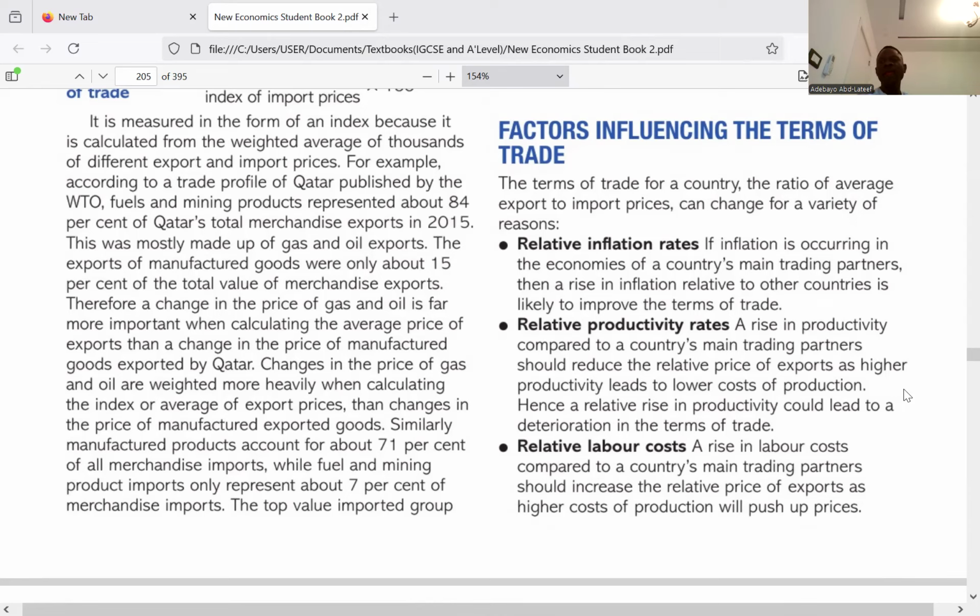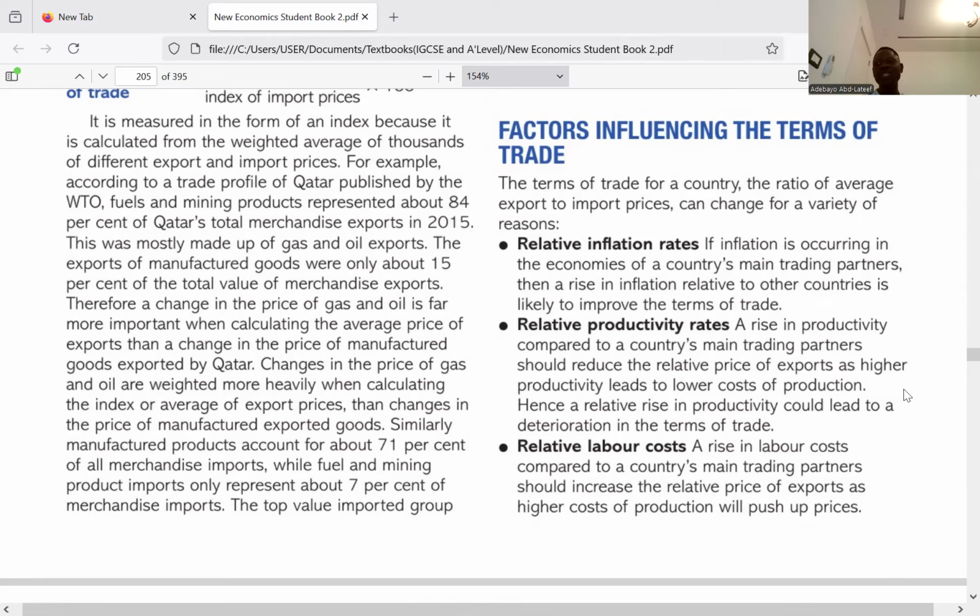Okay, two, a rise in productivity compared to a country's main trading partners should reduce the relative price of exports, as higher productivity leads to lower cost of production. Hence, a relative rise in productivity could lead to a deterioration in the terms of trade. A rise in productivity reduces the price of goods and services. Because they're going to have a lower cost of production, it deteriorates the terms of trade because the price of export reduces. And if the price of export reduces, it affects the terms of trade.